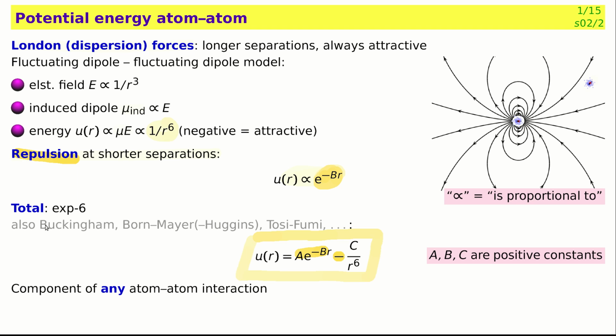It's called by several names. There are several flavors of it, either Buckingham potential or Born-Mayer potential or Tosi-Fumi potential, or simply Exp6 potential. And such a potential is a component of any atom-atom interaction. We have other types of forces between atoms. Of course, I'll cover these forces later.